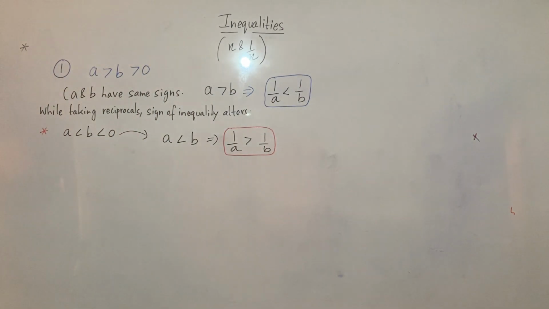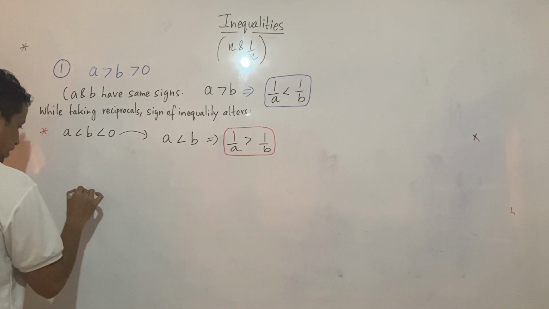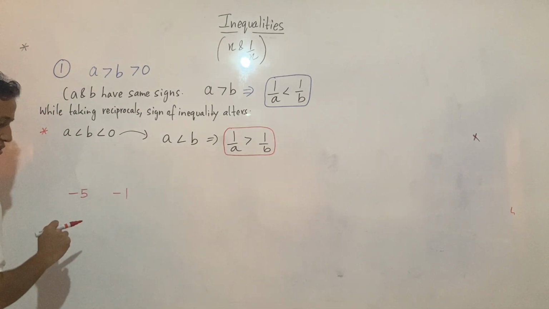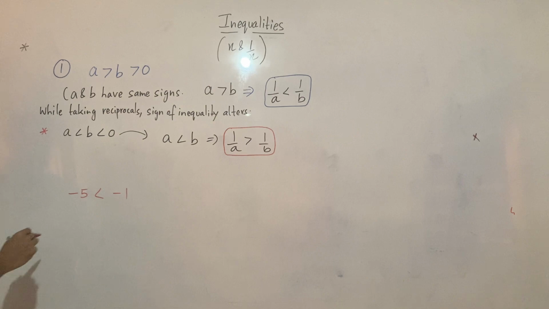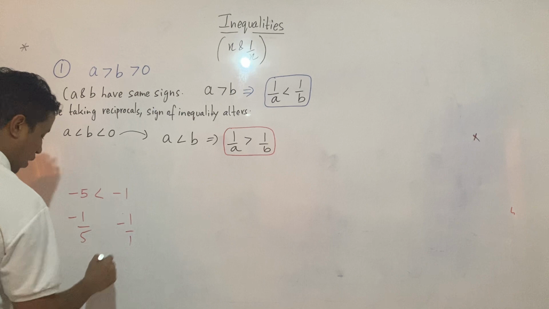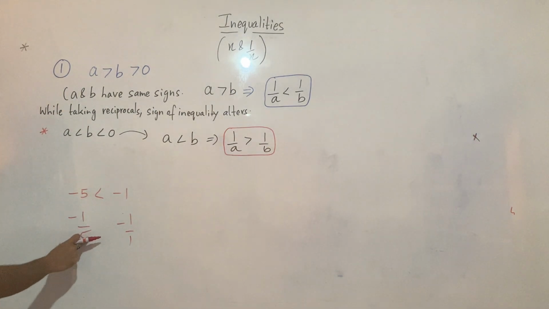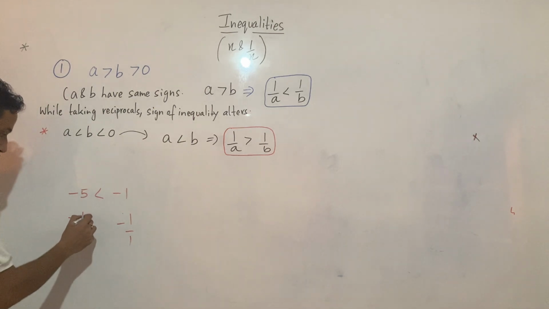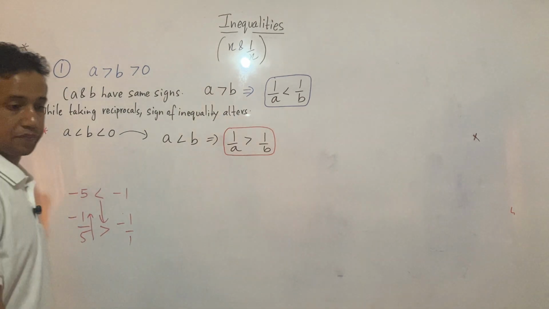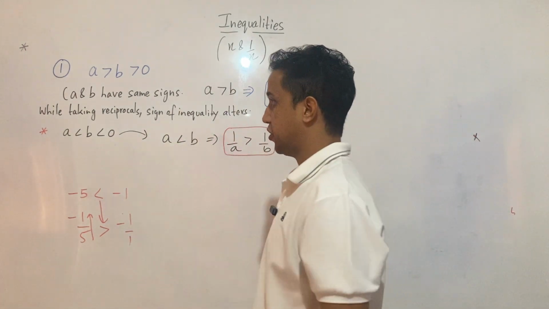result. Okay, so let's try to understand it from the example. Here I have minus 5, here minus 1. Which one is greater? Obviously, minus 1 is greater. This is smaller, so here this. But if you do the reciprocal, okay, minus 1 over 5, minus 1 over 1. Now, because this is smaller, the overall value is going to be higher, okay? So the sign has to change. I hope you understand the point. Okay, so that's what it means here.